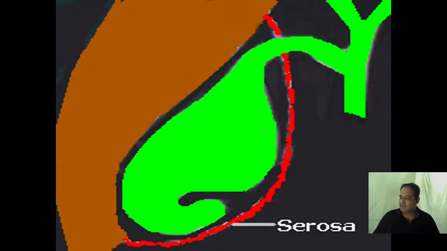Yes, that's an extra part in the anatomy. The gallbladder does not have a muscularis mucosa and submucosa. What is the name of the crypts? The name of the crypts is the crypts of Luschka. Crypts of Luschka. Very good.